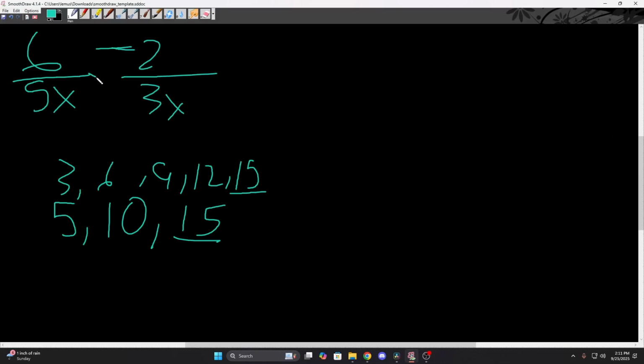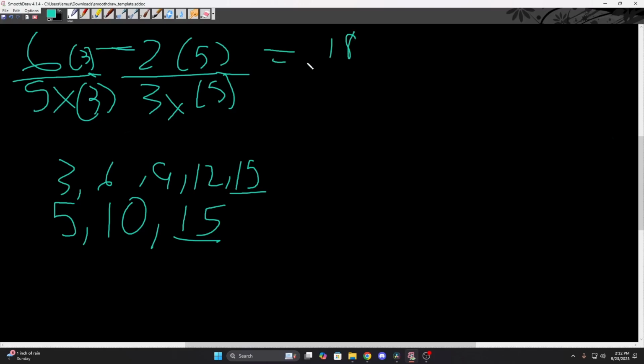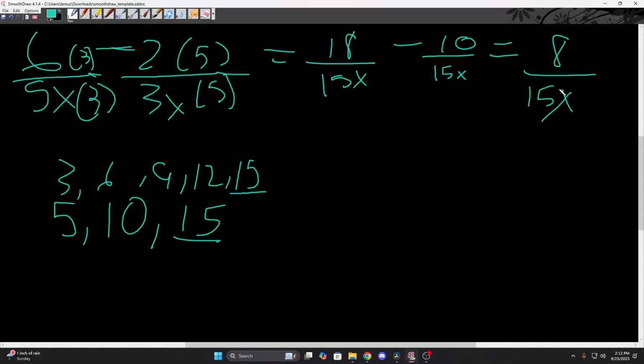So what you gotta do here is, how much do you have to multiply 5 to get 15? That's 3, right? So you would do that on the numerator as well. And then for the next one, what number multiplies 3 to equal 15? And that's 5, because 3 times 5 is 15. Then you do that on the top. That would mean there's 18 divided by 15x minus 10 divided by 15x. Your answer should be 8 over 15x.